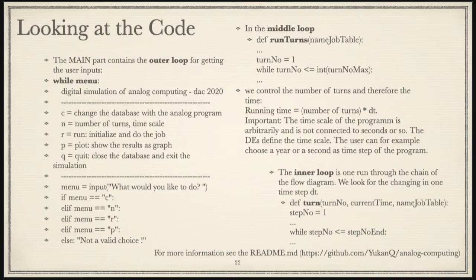In the middle loop, we control the turns, and in the inner loop, we do the execution. Important, the time scale is not connected to seconds or so. The differential equations define the time scale. The user can, for example, choose a year or a second as time step. Let's go.